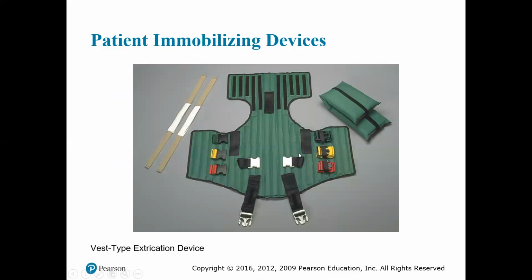This is a KED. I've seen this called a short board as well, but this is a KED, Kendrick extrication device. I think that's technically the brand of it, but it's a vest type. This is for getting people out of cars. We'll practice on this a little bit. We won't spend too much time. There is a process in how to put it on, but it's good for getting people out of a car or in a seated position, I should say.